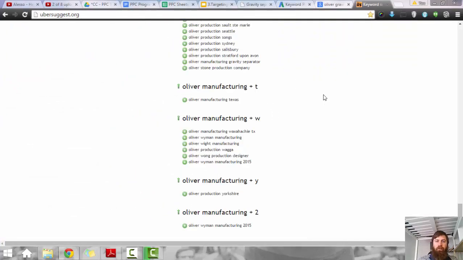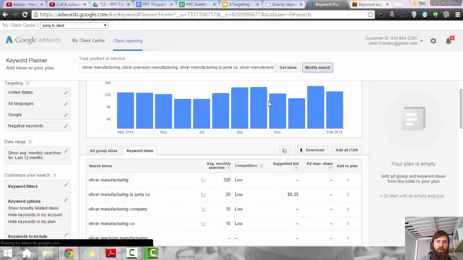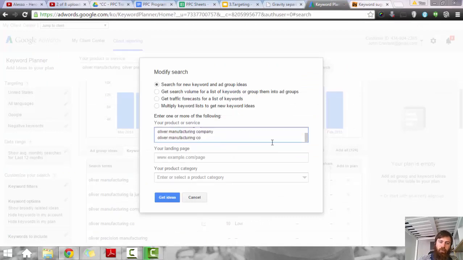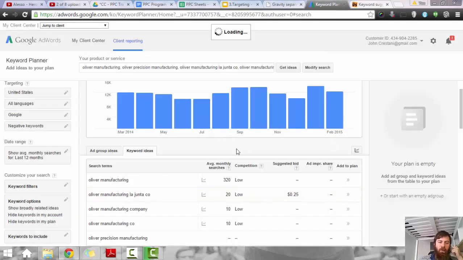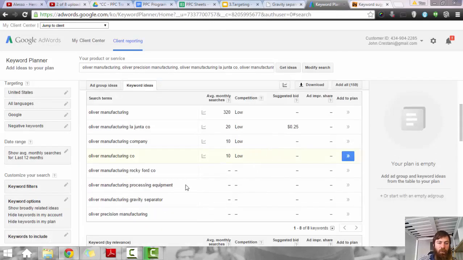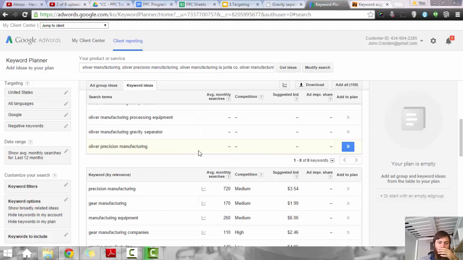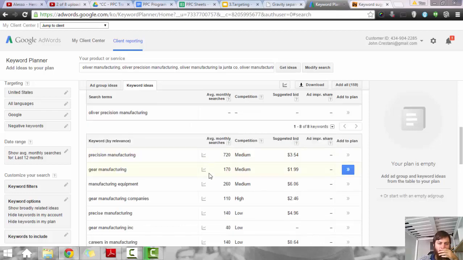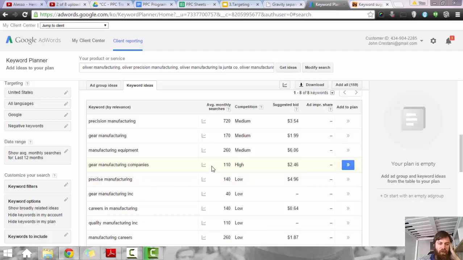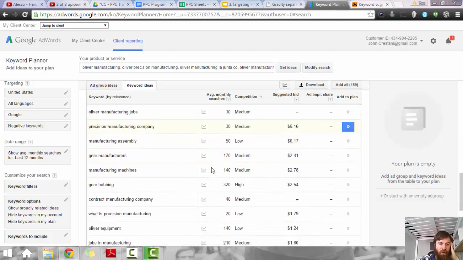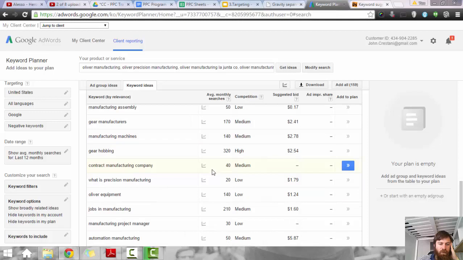Now let's start looking for more keywords. Now let's modify this search, and I'm going to add in those three keywords, Rocky Ford, Colorado, etc., just to see what their search volumes are, or if they have any search volume. So we're seeing not a lot of search volume here, less than 10 searches a month, and this is our main keyword right there. So let's see if we see any more Oliver Manufacturing related terms.